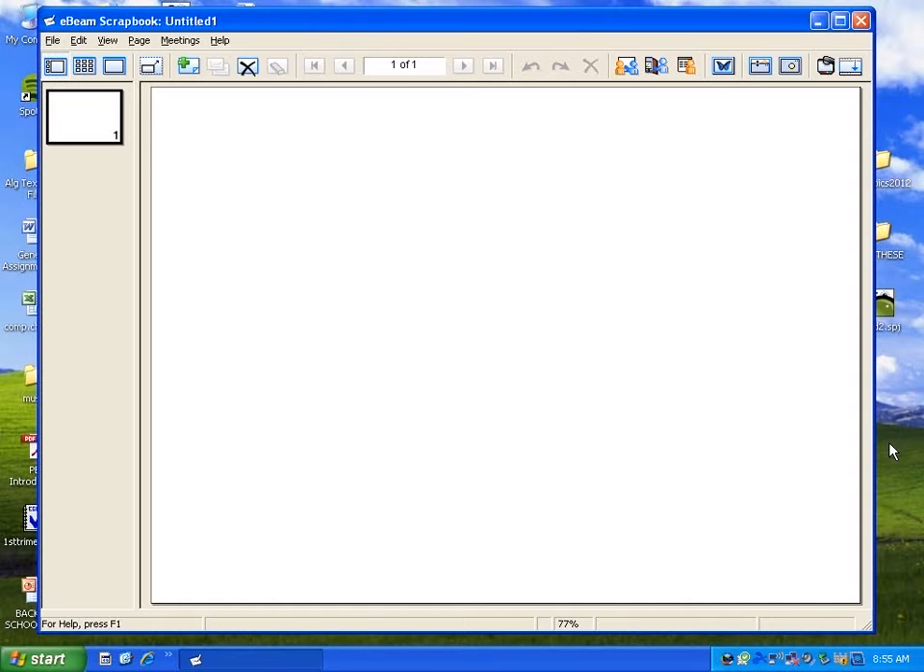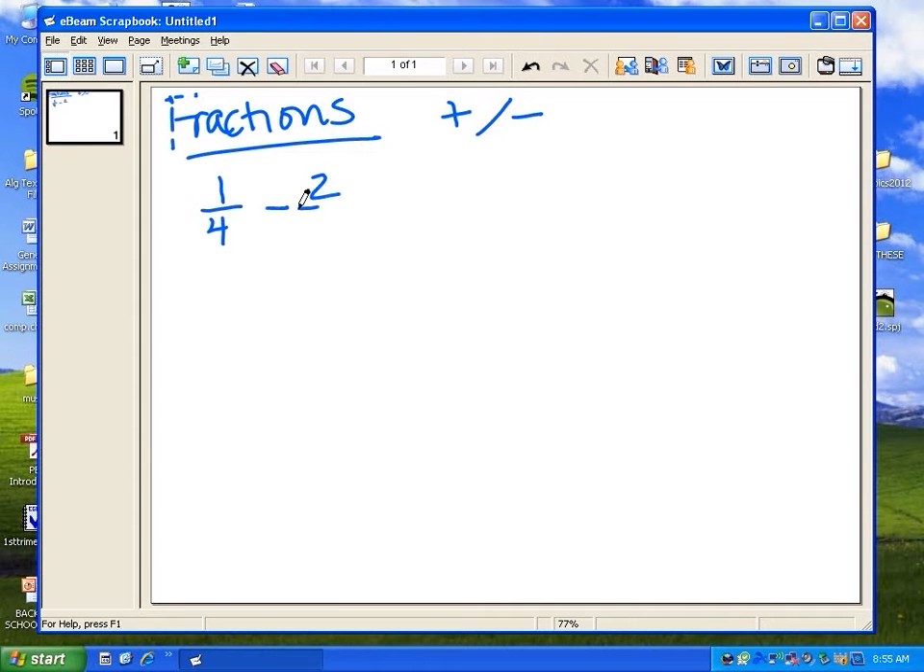Fractions. So, we have to remind ourselves that we're going to add and subtract fractions. Okay? So, if I give you something like 1/4 minus 2/4, what do you get for an answer? What's 1/4 minus 2/4? Zoe?